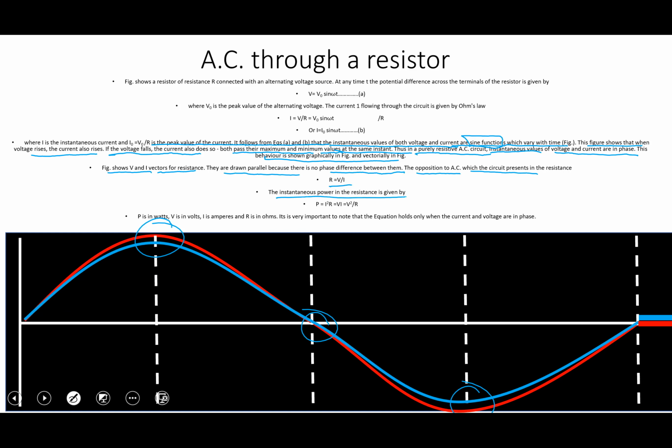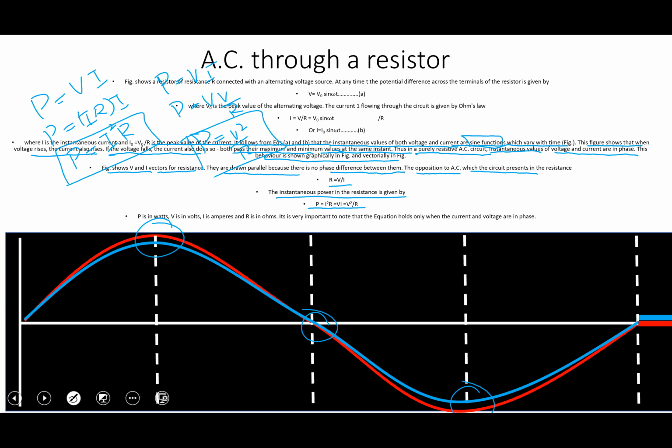The instantaneous power in the resistance is given by P = I²R = VI = V²/R. So we can basically represent the power as VI. Instead of V, I can put IR according to Ohm's law, multiplied by I. So P = I²R. In a similar manner, P = VI, and instead of I, I'm going to put V/R according to Ohm's law. P will be equal to V²/R. So it is the same formula, just rearranged so that it can be formed like this.